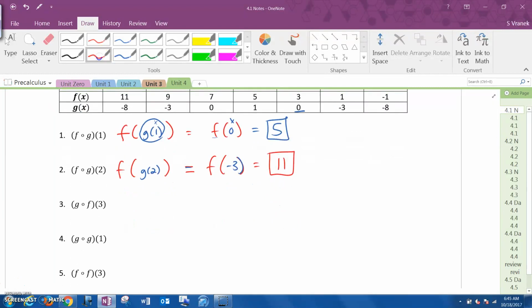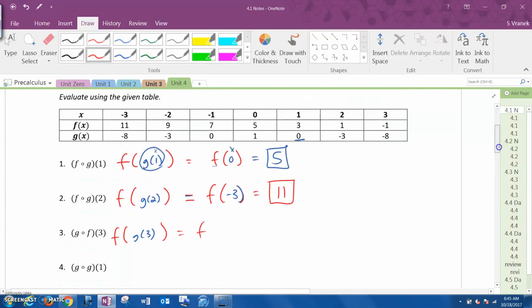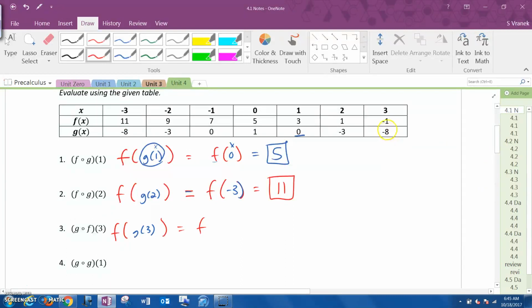Alright, if you guys are getting this, I want you to try to maybe pause the video and see if you can get the next 3 on your own. If you're still confused, let's keep going. So the first thing I have to do for this one is find out what g of 3 is. So I look at my table. My table, when x is 3, g is negative.